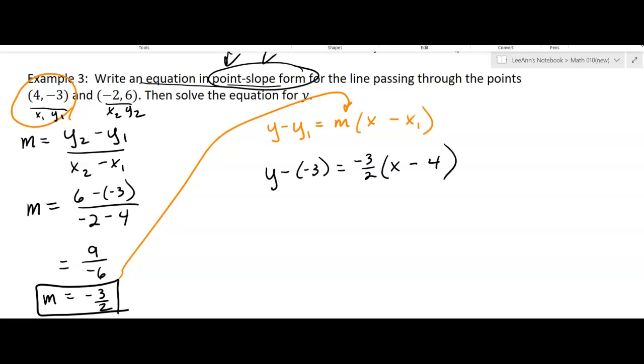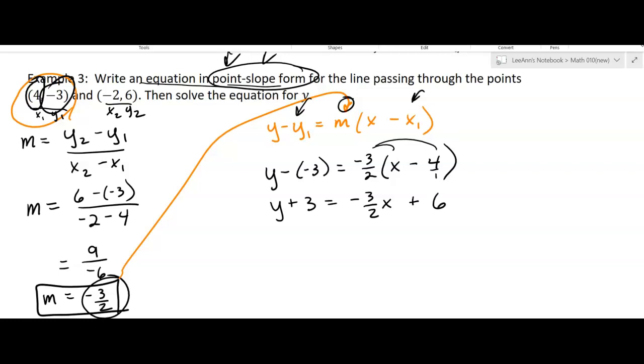Okay, so I'm putting in the x sub 1, which was 4, and the y sub 1, which was negative 3, and then I'm using the slope, which I got from over here. Okay, I'm going to go ahead and make this y plus 3. I'm going to distribute here. That's going to be, if you think of this as 4 over 1, that's 12 over 2, which is 6. It will be positive because negative times negative is positive.